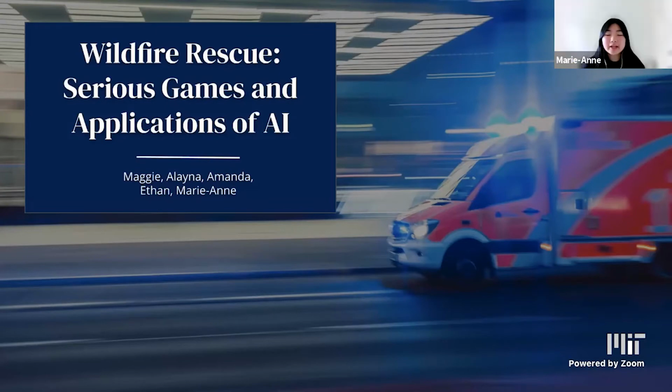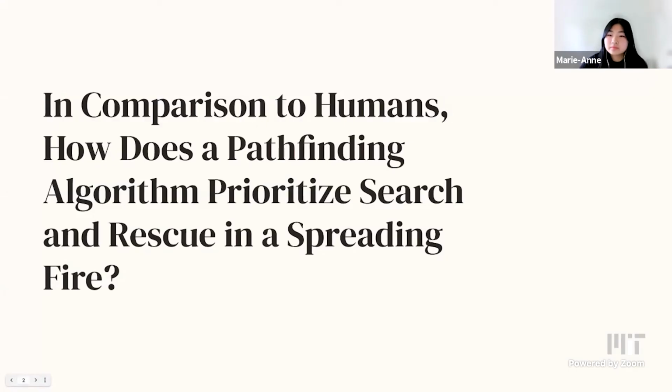Hi, I'm Marianne, and I'm with my teammates Maggie, Elena, Amanda, and Ethan, and we will be presenting Wildfire Rescue from the Serious Games and the AI course. So the question that we tested is about the ethics of self-driving cars, and it is, in comparison to humans, how does a pathfinding algorithm prioritize search and rescue in spreading fire?